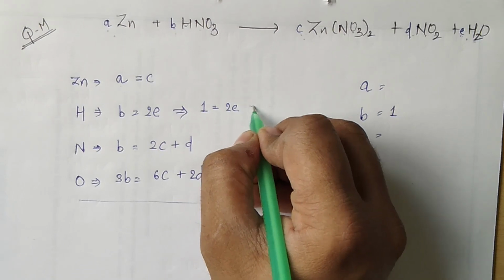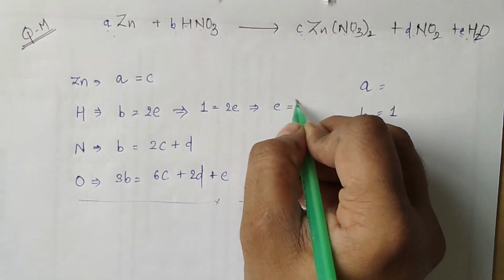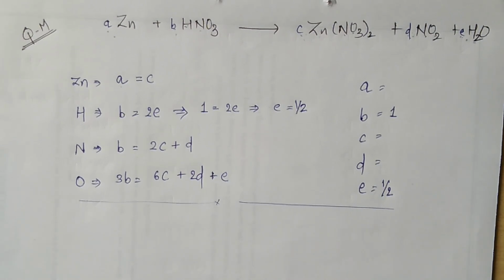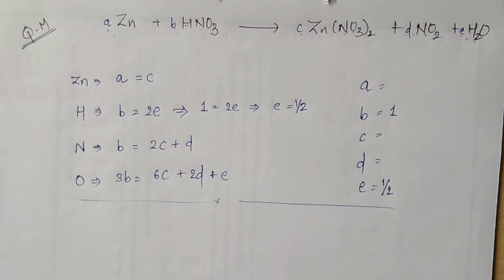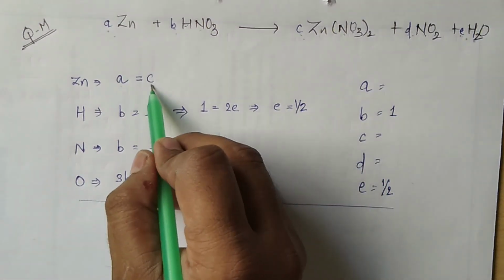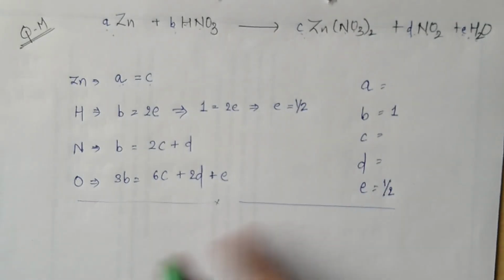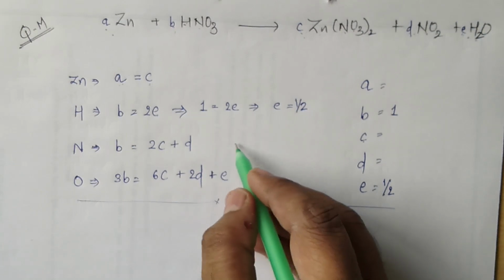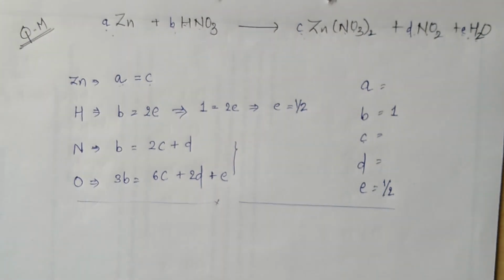Then that implies E is equal to 1 by 2. So I am having one more coefficient value, E equals 1 by 2. Now what to do? I have to solve A, C and D. If you see carefully, if I solve C, then the same value will be of A. So we need not worry, we need to solve only C and D, and that can be done easily by considering these two equations.